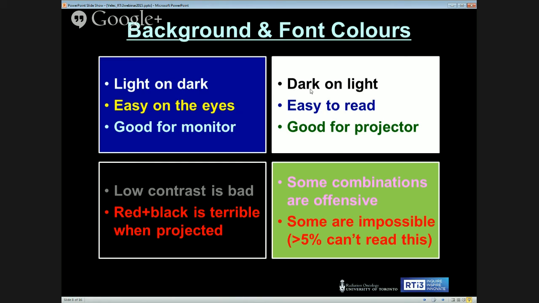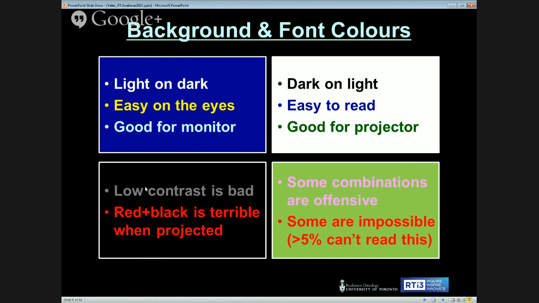Similarly, high contrast, dark text on light backgrounds, is again easy to read, and this projects really well in a room. Going to the top two squares here is kind of what you want to strive for. I tried not to be too dogmatic and prescribe specific colors, but I think high contrast is key here.